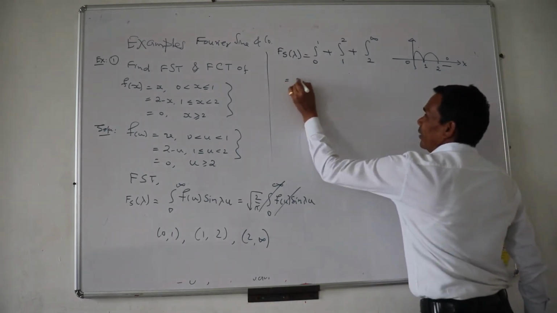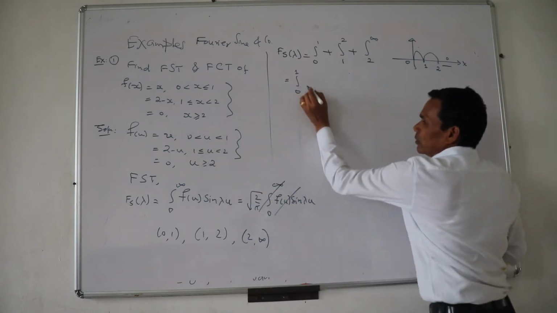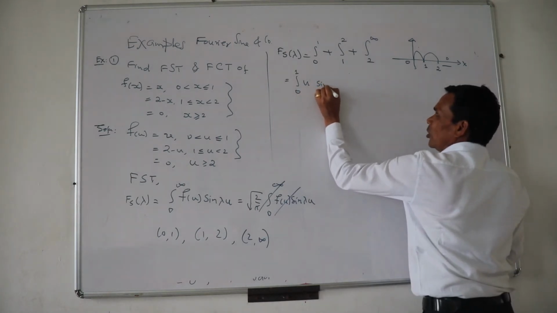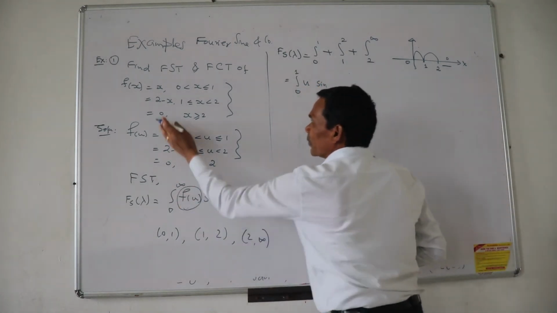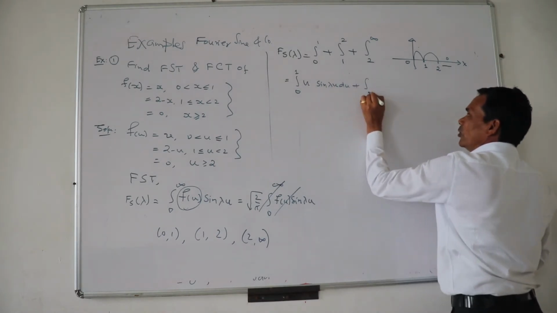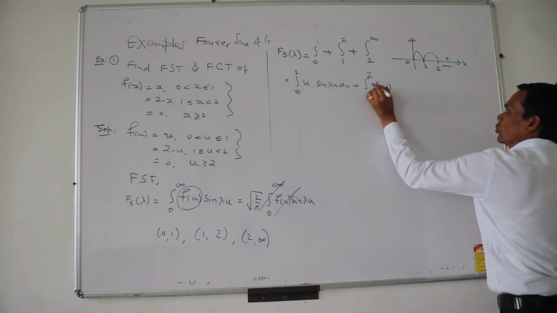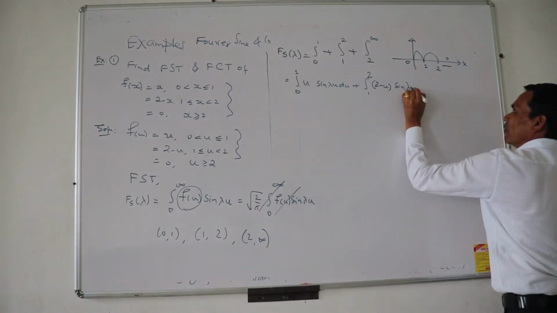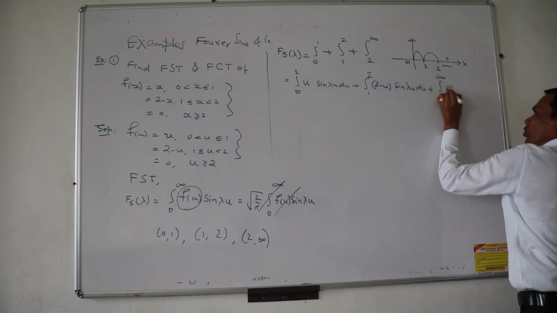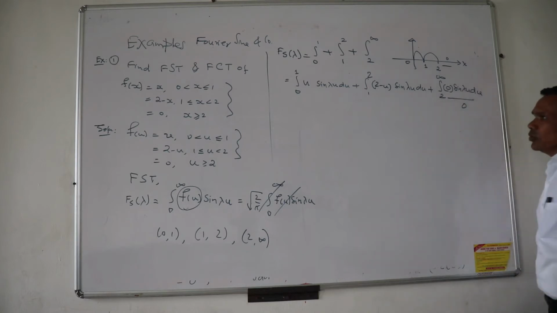So from 0 to 1, the function is u, so it is the integral of u sine of lambda u du, plus from 1 to 2, it is 2 minus u into sine of lambda u du, plus from 2 to infinity, it is 0 times sine of lambda u du. So this becomes 0 naturally.